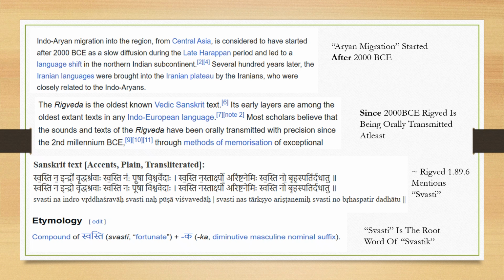The people, the liberals especially, they like Wikipedia very much. It's a liberal site, we all know that. But I have used Wikipedia here only to come to four conclusions. We can see here that Aryan migration started after 2000 BCE, and since 2000 BCE, Rig Veda is being orally transmitted at least. So that means when the Aryans just started migrating, they already had Rigved, at least the older books of Rigved, that's for sure. And we can see the first book of Rigved mentions the root word swasti, and this root word swasti is then used in the word swastik.